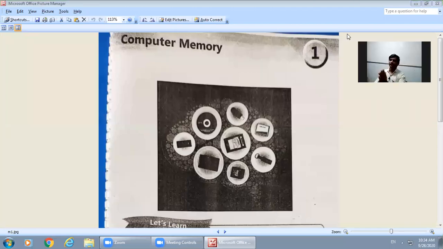Hello everyone. Now let's start a new topic. I already know about this topic, that is computer memory. You know everyone, you are using mobile, computer, all these things. How does it work, how is your data stored in a computer? All these things we have to see in this chapter. What is the chapter name? Computer memory.